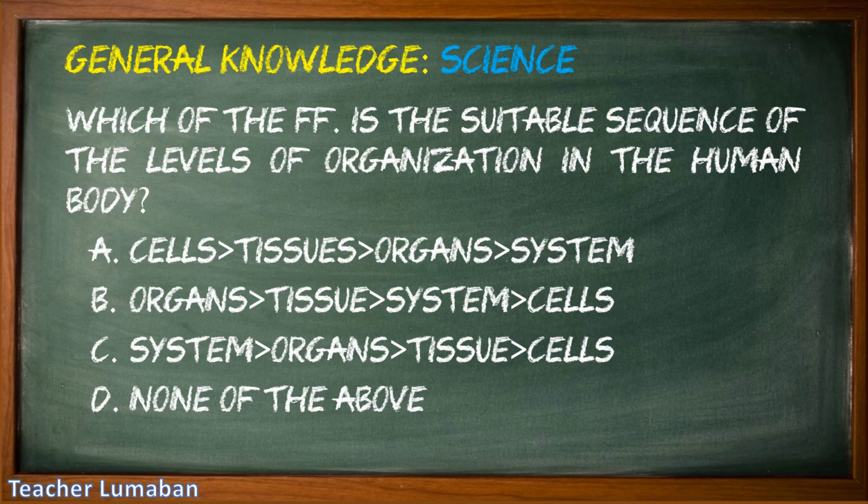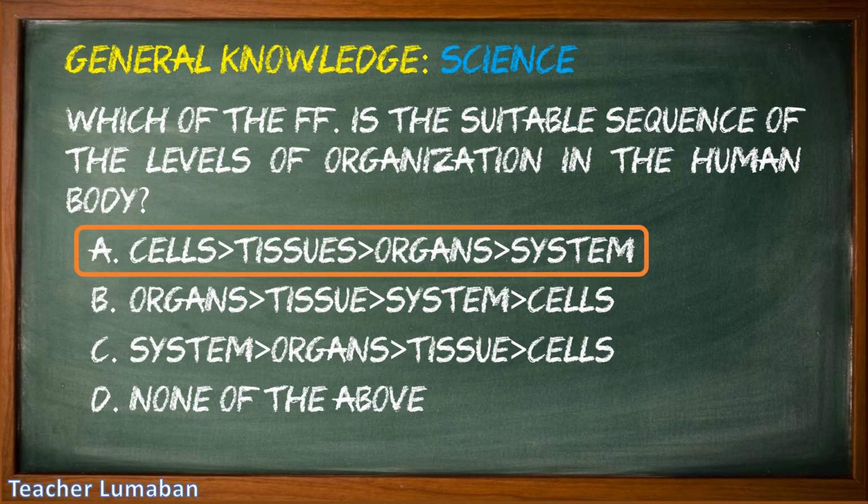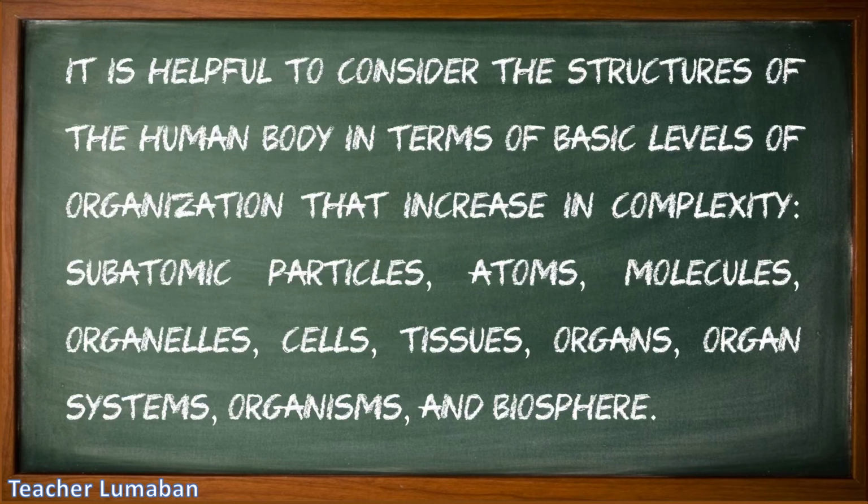The correct answer is letter A, cells, tissues, organs, system. It is helpful to consider the structures of the human body in terms of basic levels of organization that increase in complexity: subatomic particles, atoms, molecules, organelles, cells, tissues, organs, organ systems, organisms, and biosphere.